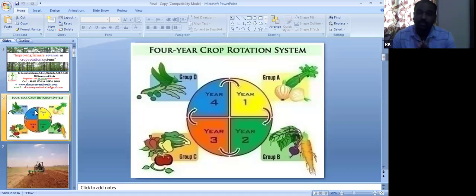Today we plant beetroot, for example. This year we cultivate beetroot in this location. Next year, in the same locality, same area, same hectare, same place, we change the crop. This is called crop rotation.